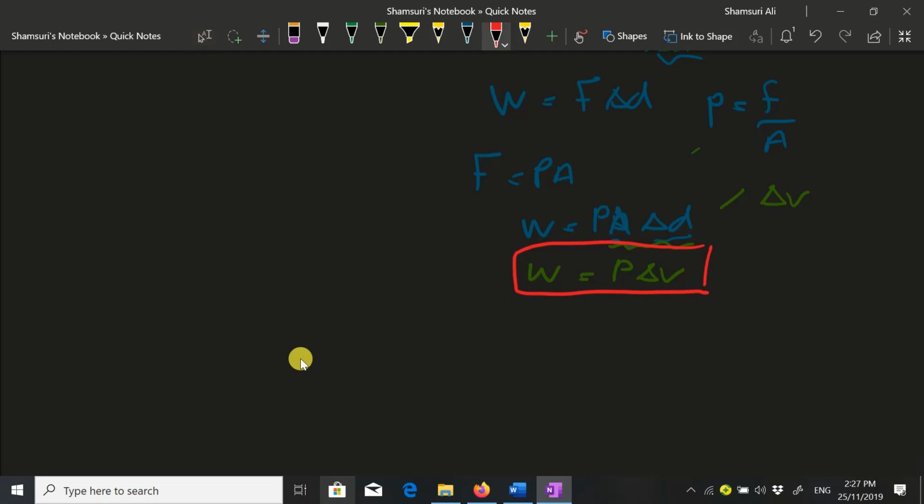Because we know that ΔV is actually length times width times the height or distance. If we have this one just now, we have length and width, and then this position Δd can be the height. So we can have the formula.